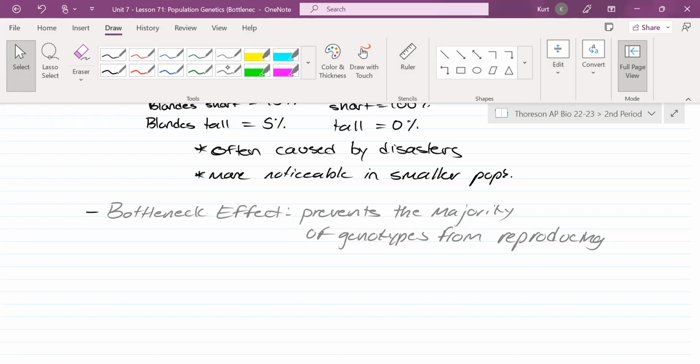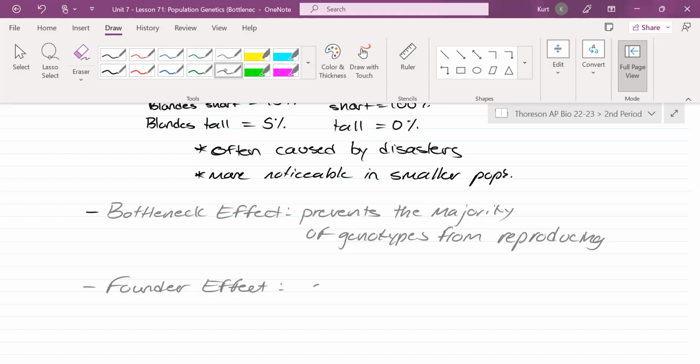The bottleneck effect basically states that only the survivors of a natural disaster, for example, would actually have their genetics seen in future generations. You can't reproduce and pass on your genes if you're dead. This has happened many, many times in history, both naturally and human derived. The other one is called the founder effect.